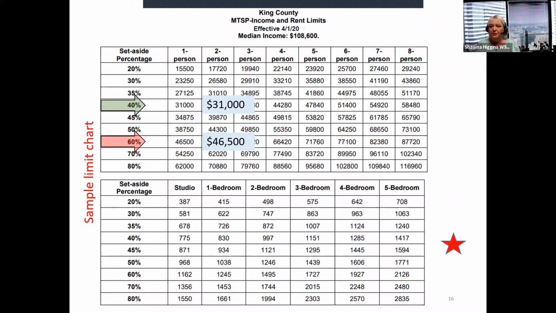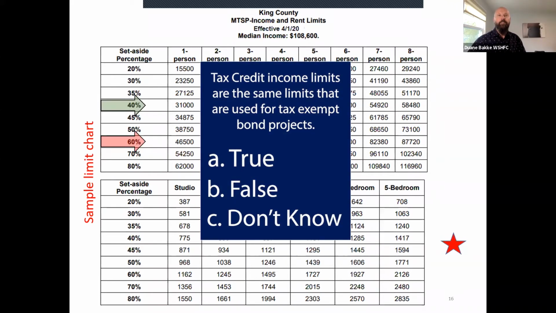And we have a polling. Here we go. Poll number 5 for the day. Tax credit income limits are the same limits that are used for tax exempt bond projects. True, false, or I don't know?